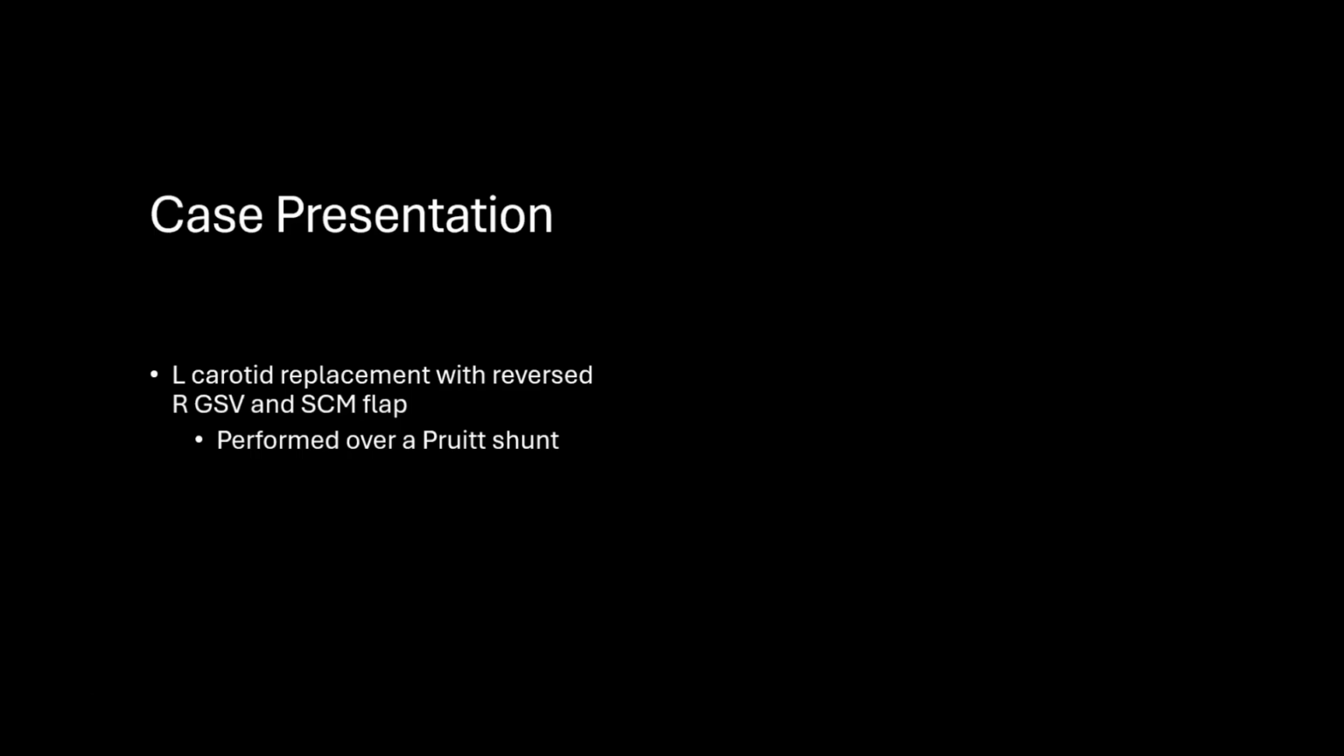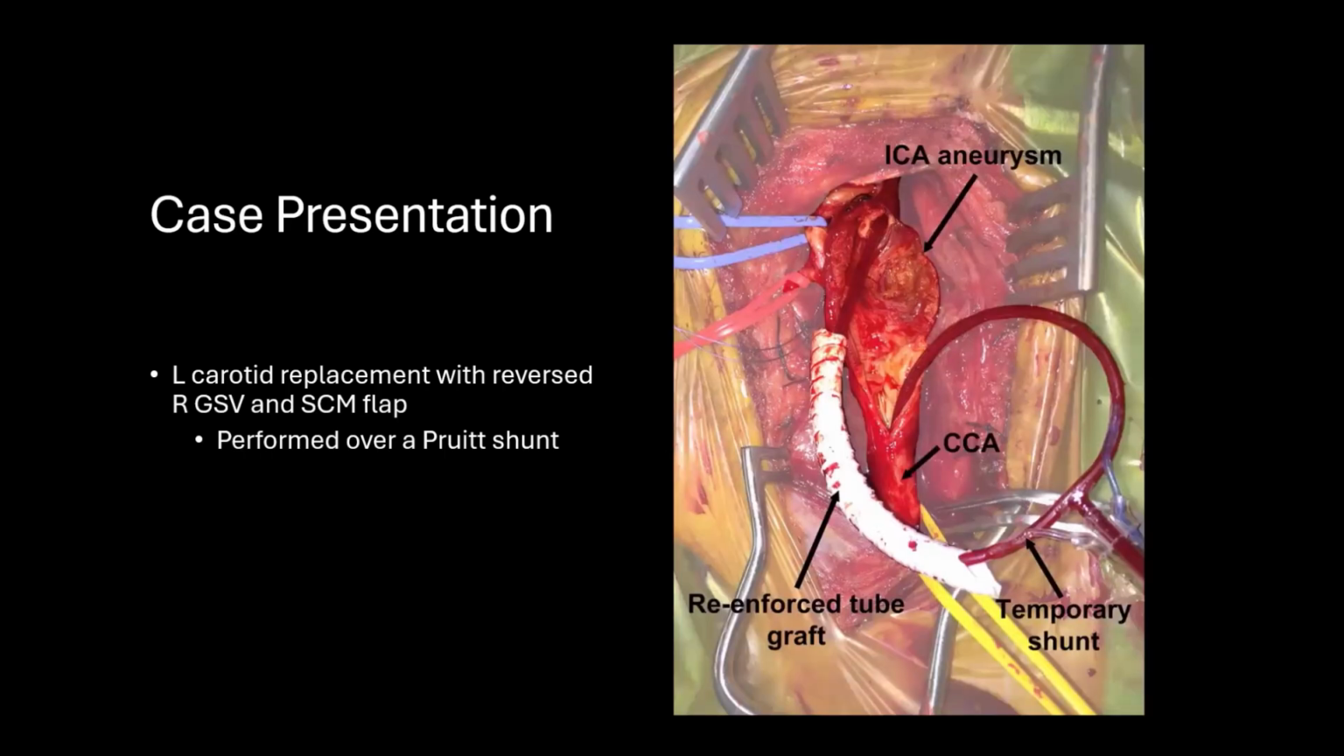He was taken to the operating room the subsequent day for excision of patch and carotid, washout of the surgical bed, ligation of the external carotid artery, and common carotid to internal carotid artery bypass with right great saphenous vein. We performed this over a shunt as his contralateral side was occluded.